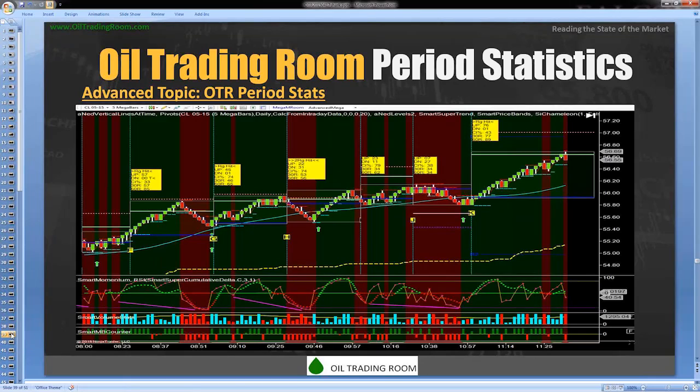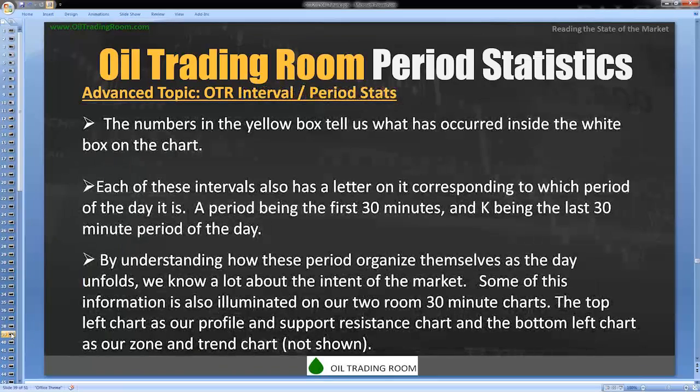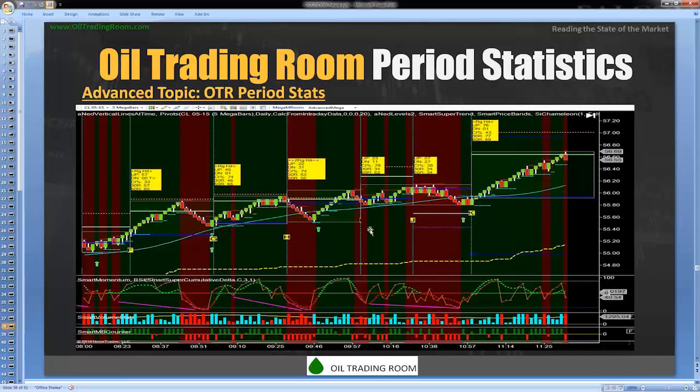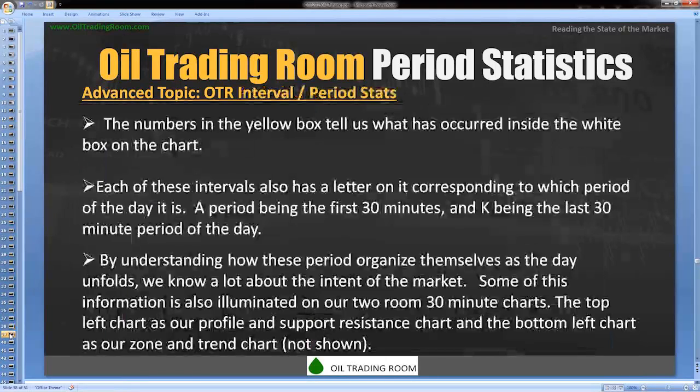And these stats go on for each period of the day. The numbers in the yellow box tell us what has occurred inside the white box on the chart. Each of these white boxes, this box right here, represents the 30-minute chart, and our other support and resistance charts are 30-minute charts. So it's mapping the other charts onto our trading chart. Each of these intervals also has a letter corresponding to the period of the day, A being the first 30 minutes, K being the last 30-minute period of the day.